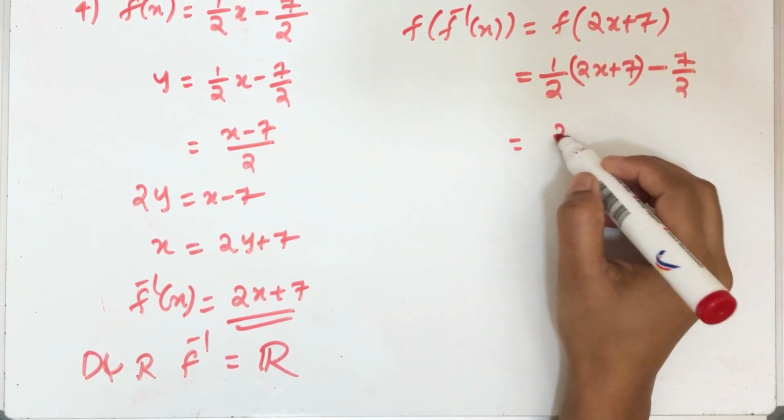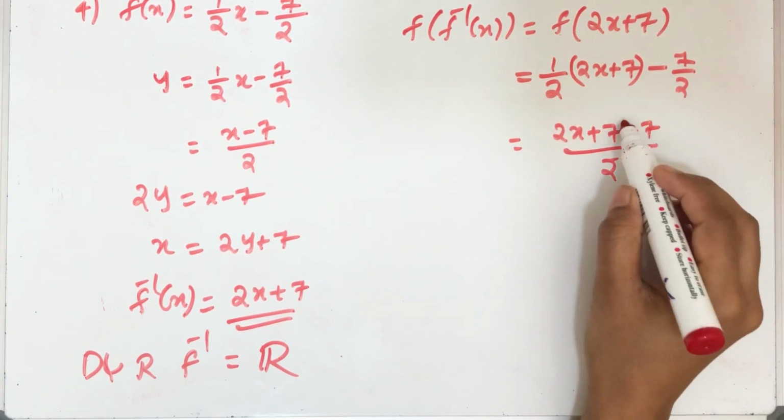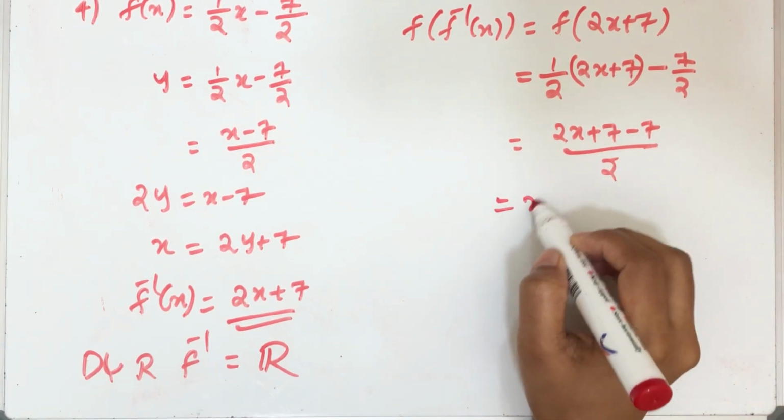This is equal to 2x plus 7 minus 7 by 2. Same denominator here. 7 minus 7 is 0. That is 2x by 2. That is x equal to x.